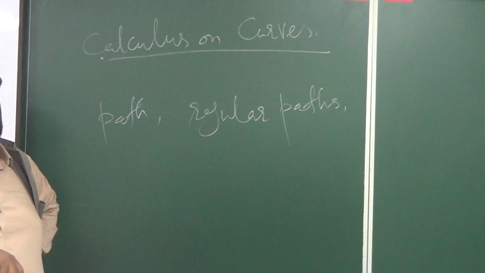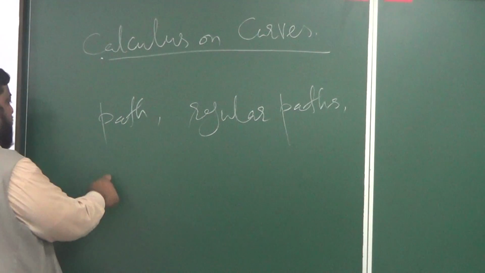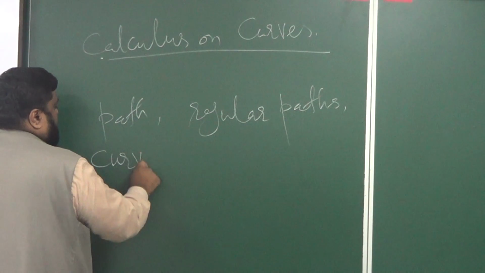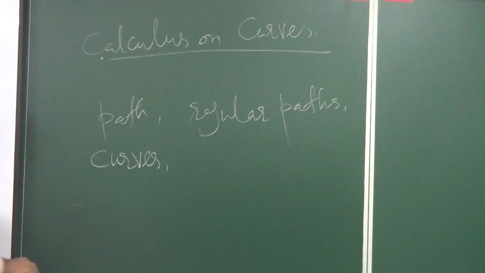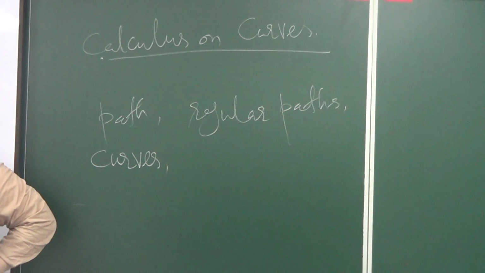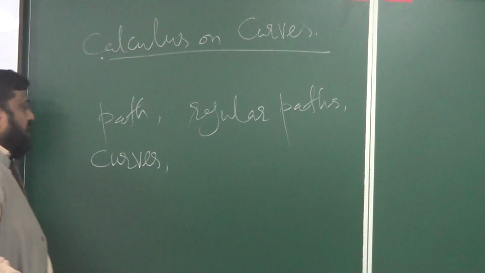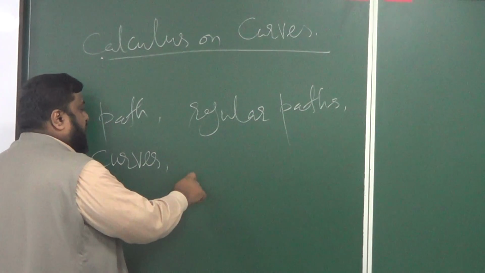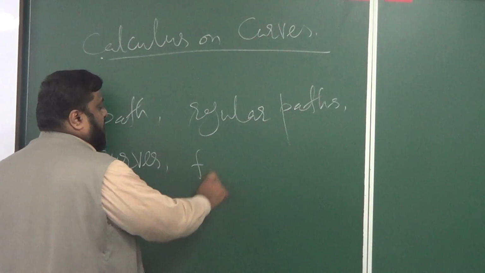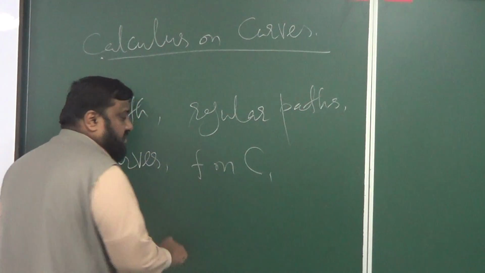And then using regular paths, we defined something called the curves. Okay? And then by defining the curve, we started studying different kinds of properties of the curve, that if you take two curves, how you can connect them and make new curves out of it. Okay? And then we said how you can define a scalar field on a curve.